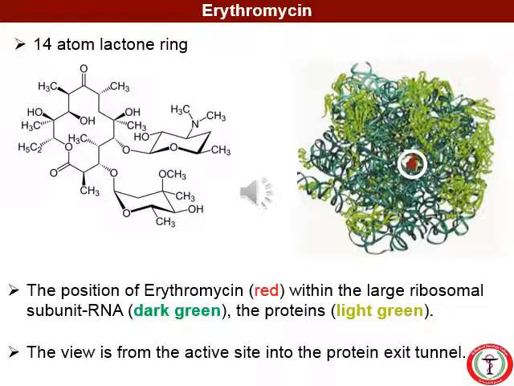The first example and the most important macrolide antibiotic is erythromycin, which consists of 14 carbon units in the lactone ring, as shown in the structure ahead. The view on the right hand side shows the binding of the erythromycin in red to the ribosomal subunit RNA in dark green.